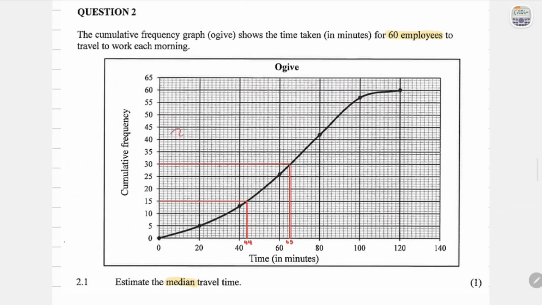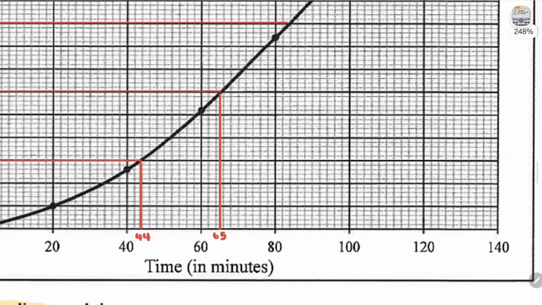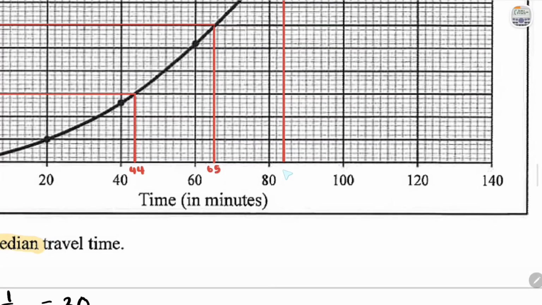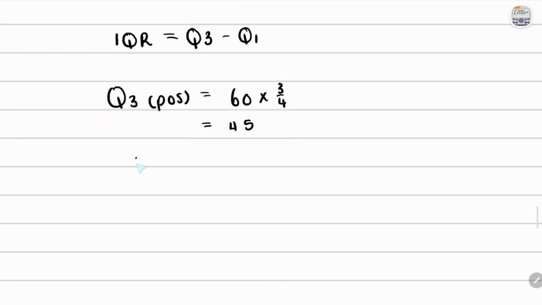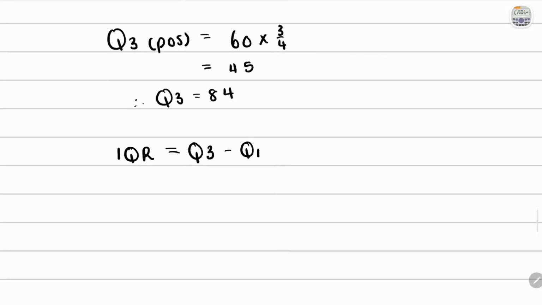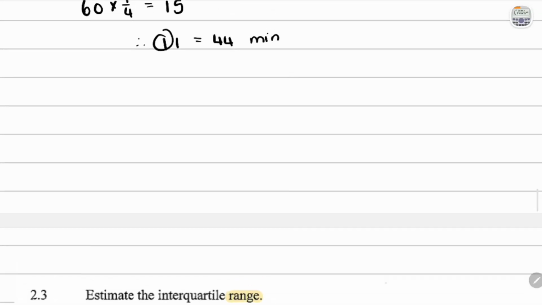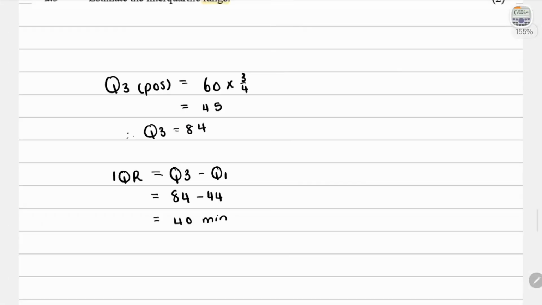So on your y-axis, you go to 45, and then we run until we hit the ogive. So it's around there. Let's just try to be exact. It's roughly here. Okay, and so that would be exactly 84. So we say that therefore Q3 is 84, and now we can find the interquartile range. So IQR equals Q3 minus Q1. Therefore, the IQR is 84 minus Q1, which was 44. And so you can see that the interquartile range is 40 minutes. There we go. Okay, and that is our answer.